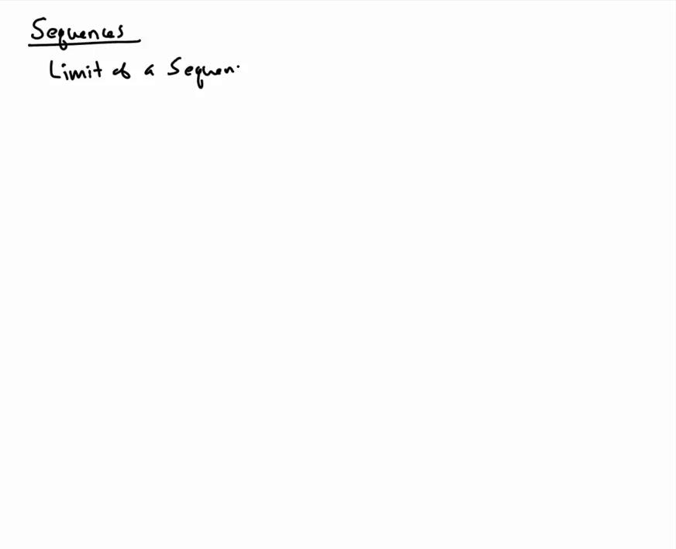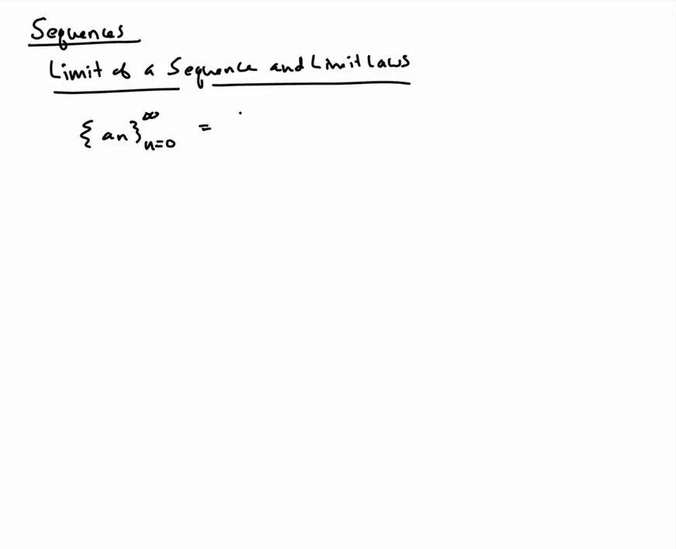Now the reason we want to talk about a limit of a sequence is we want to get an idea of what the terms are going toward. Now the limit of a sequence does relate to the limit laws that we've learned previously in calculus. So we'll bring up both of these topics. So to start off with, the curly brace notation represents a sequence. This particular sequence starts at 0 and goes to infinity. And so that's telling me what the terms of the sequence are.